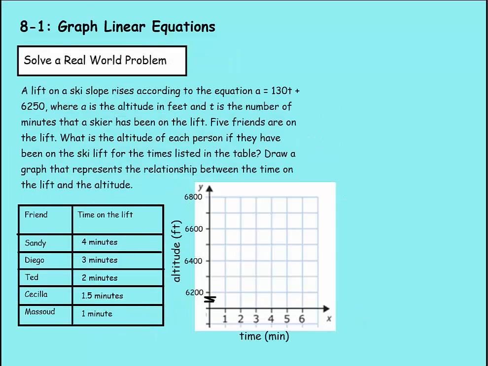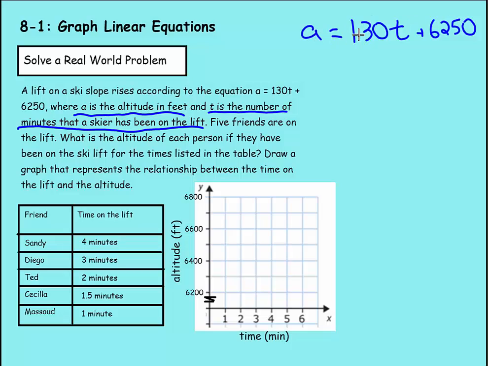Now let's solve a real-world problem. It says a lift on a ski slope rises according to the equation A equals 130 times t plus 6250, where A is the altitude in feet and t is the number of minutes that a skier has been on the lift. 5 friends are on the lift. What is the altitude of each person if they have been on a ski lift for the times listed in the table? Draw a graph that represents the relationship between the time on the lift and the altitude. So it gave us the equation already actually, so it's A for altitude equals 130 times t for time plus 6250.